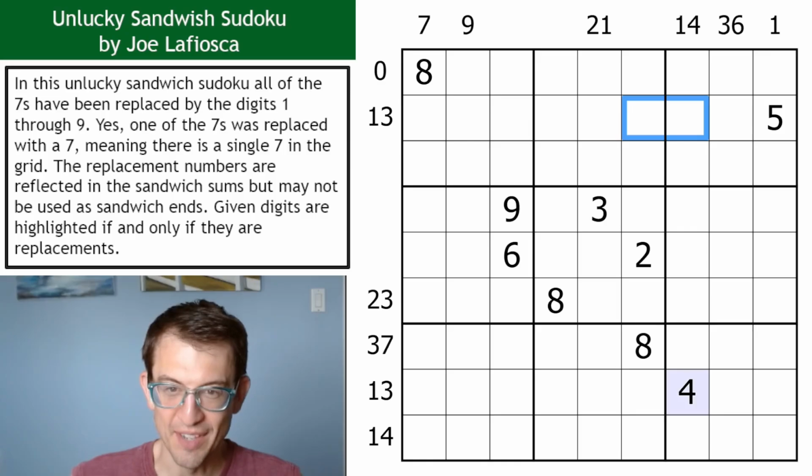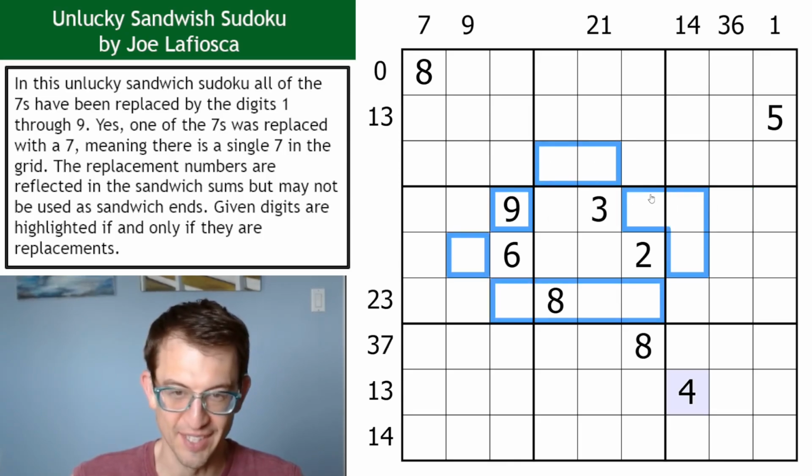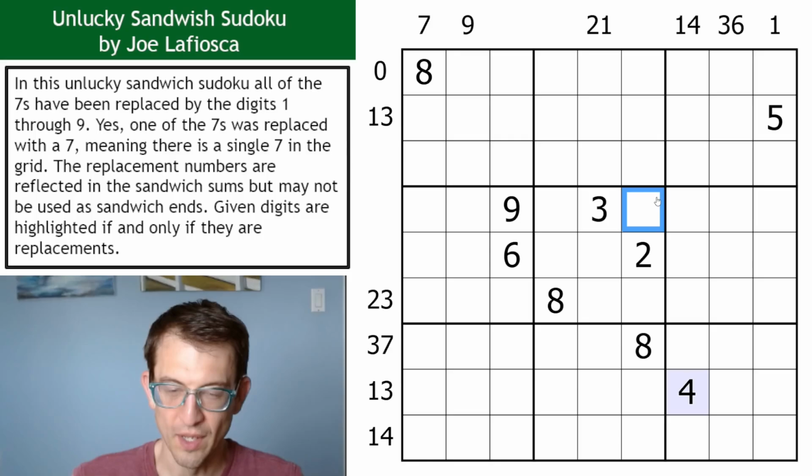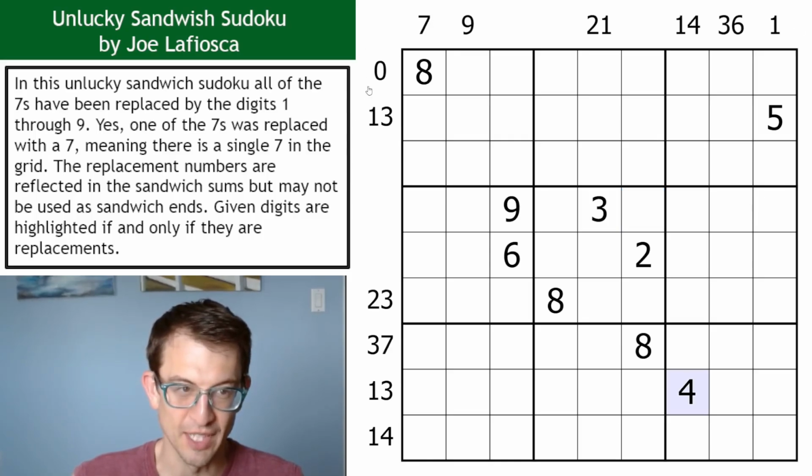So, the number 7 is often considered to be lucky. But in this unlucky sandwich Sudoku, all the 7s have been replaced by the digits 1 through 9. Yes, one of the 7s was replaced with a 7, meaning that there's a single 7 in the grid. Okay? So, the replacement numbers are reflected in the sandwich sums. All these are sandwich sums, but may not be used as sandwich ends.